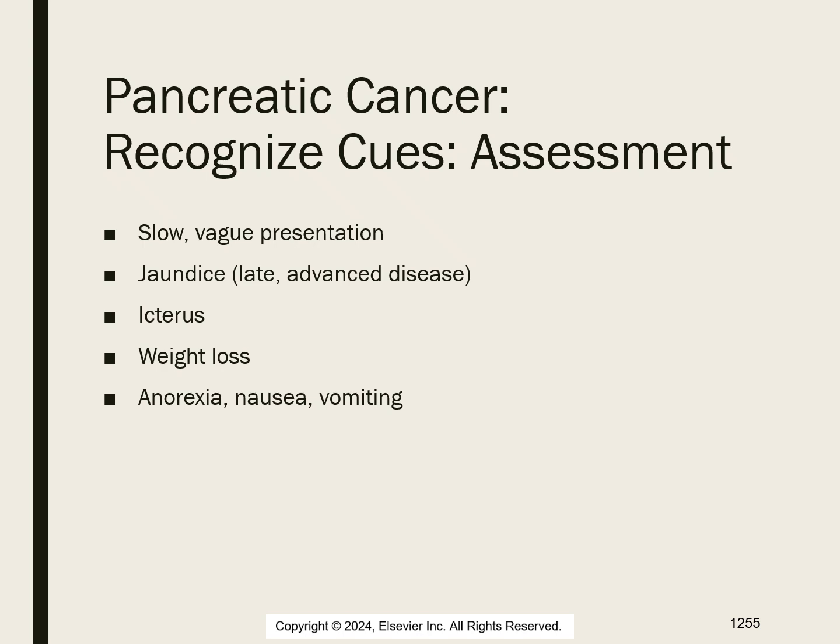So for recognizing cues, our assessment, box 51.7 does have these. One of the things I want to point out is the first sign may actually be jaundice, but even then, it's a late sign of the disease. Once again, this cancer is so hard to detect in the early stages, and a lot of the times we don't even know about it. We don't diagnose until the patient is already in the advanced stages of the disease.